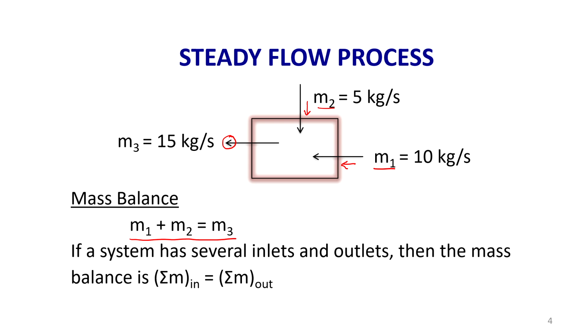Irrespective of the number of mass quantities, the sum of all the mass quantities entering the system will be equal to the sum of the mass quantities leaving the system. Here I have taken only 2 quantities of mass entering and 1 quantity of mass leaving. In case there are several inlets and outlets, the mass balance is: summation of mass entering the system is equal to the summation of mass leaving the system.